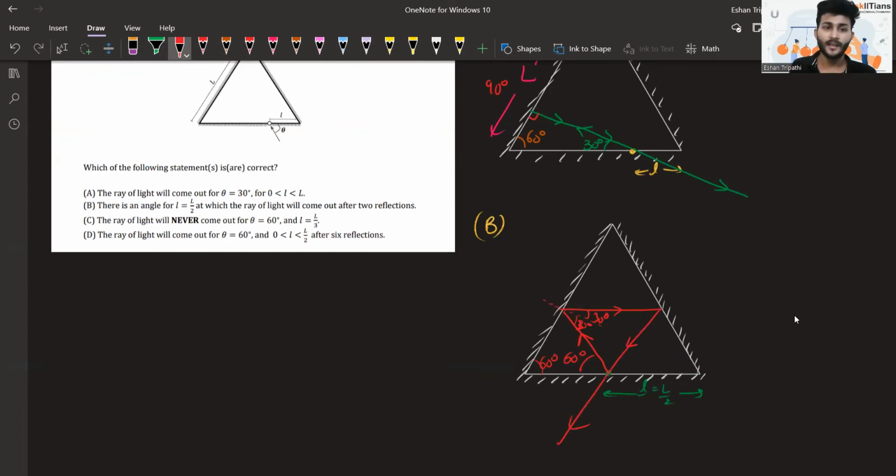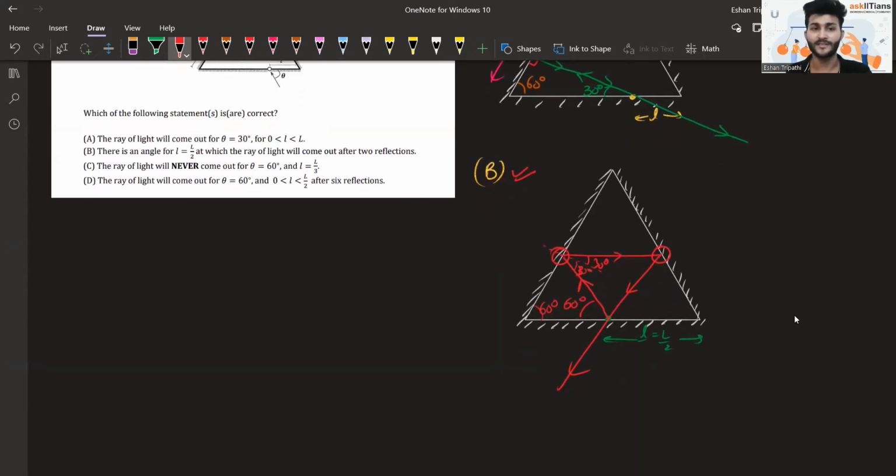So the question is, there is a ray of light which will reflect after 2 reflections, it comes out. So yes, B part actually is correct. It does come out after 2 reflections. Now moving to the C part, ray of light will never come out if theta is equal to 60 degree. And D part also talks about it. Ray of light will come out at theta equals to 60 degree for this after 6 reflections.